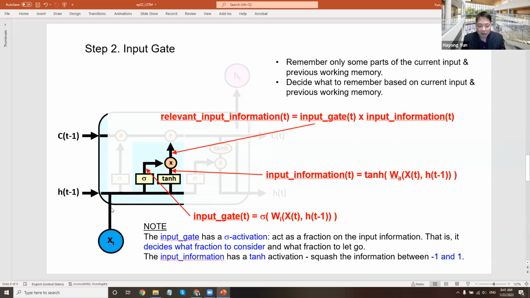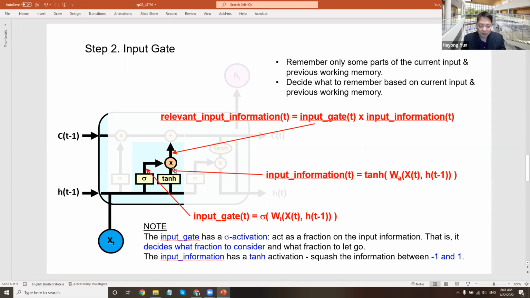Also, this h and x goes through a hyperbolic tangent and gives what we call an input information. It gives a number between -1 and 1. If it's a very small number, then here's -1. If it's a very large number, h and x weighted by the neural network, then it gives a number 1. So here's a 0-1 switch, and here's a -1 to 1.